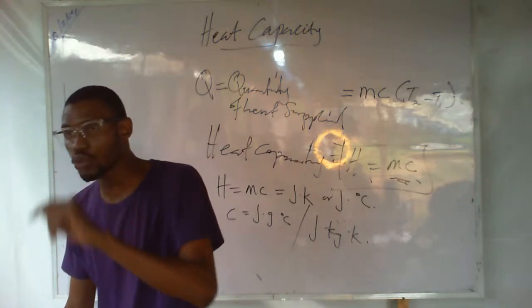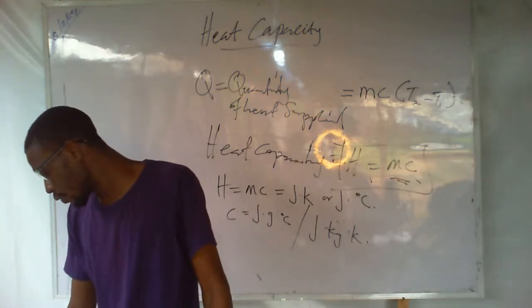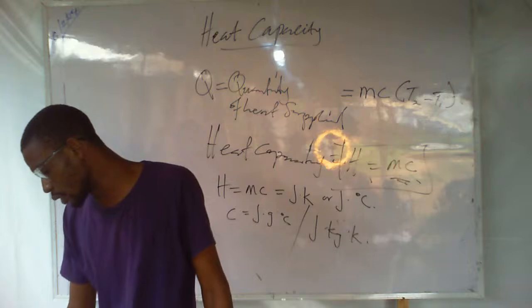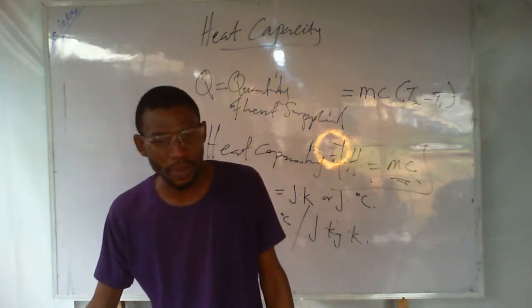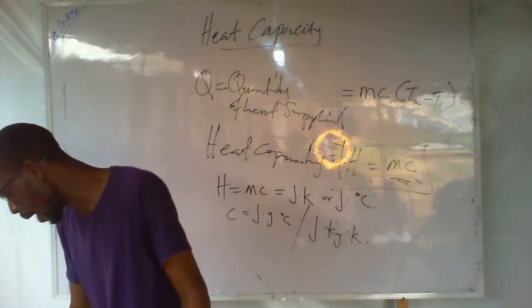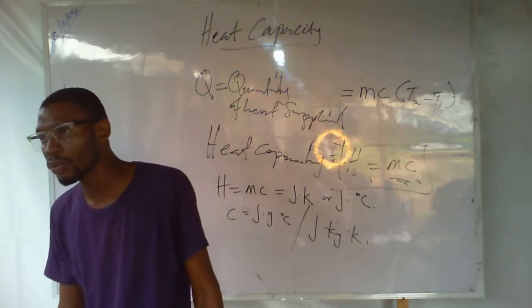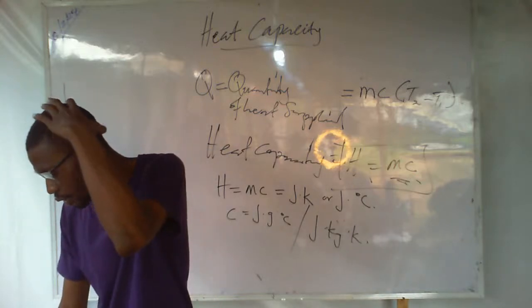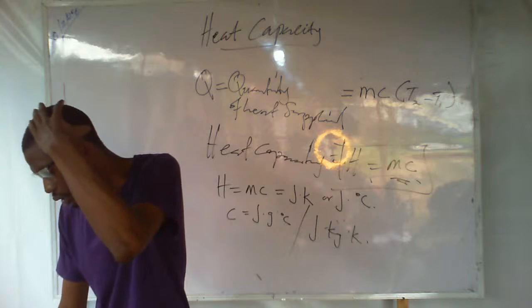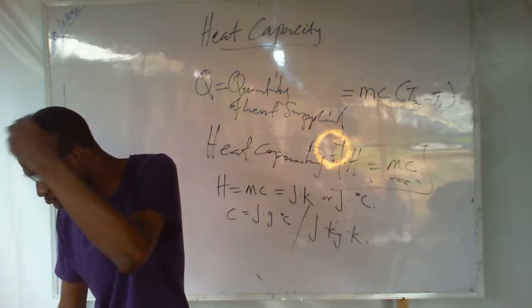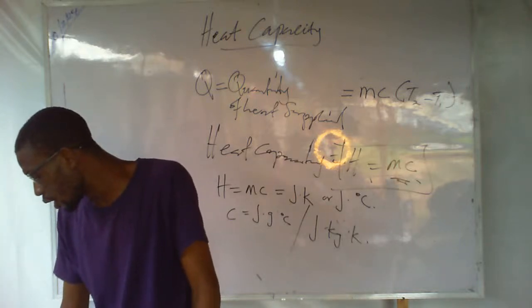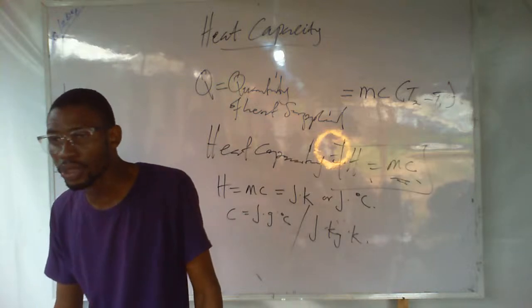You write the first one. I'm going to explain everything. Heat released by hot body is equal to heat absorbed by cold body.